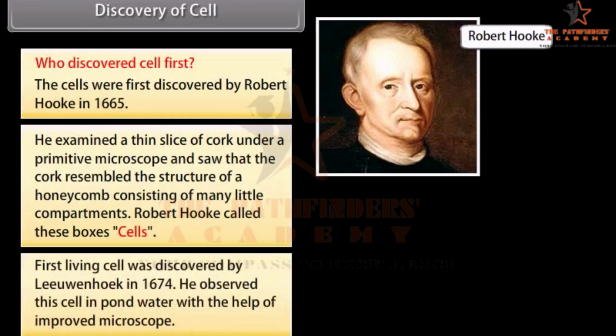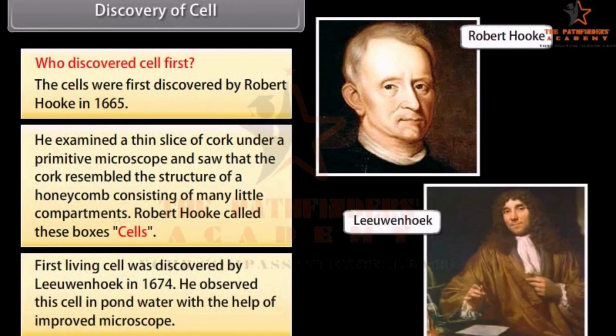First living cell was discovered by Leeuwenhoek in 1674. He observed this cell in pond water with the help of improved microscope.